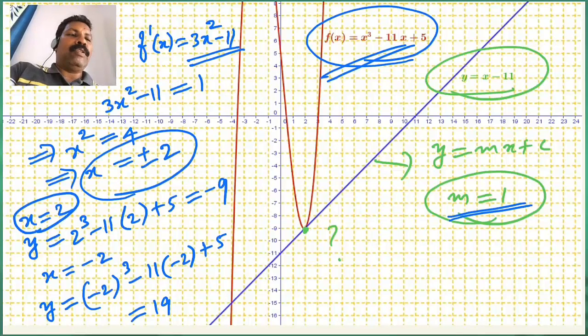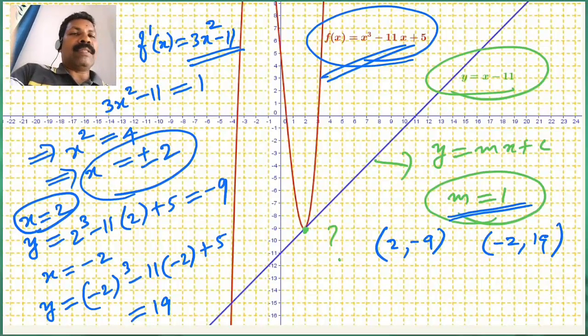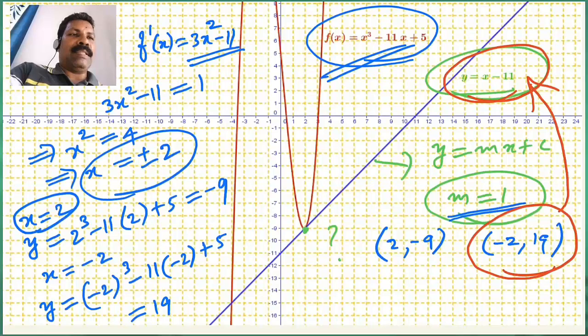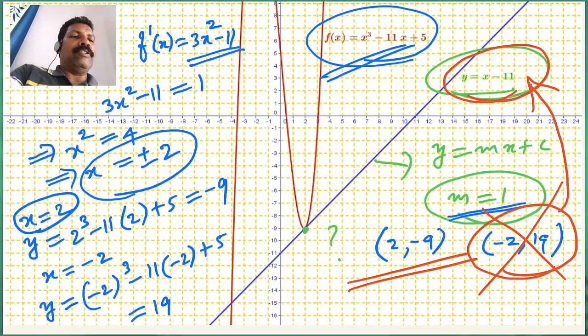So we got both the points, that is the first point is (2, -9) and the second point is (-2, 19). But you can see that this point should be on the curve as well as on the given tangent. Here you can see that the second point is not satisfying the given equation y is equal to x minus 11, showing that this answer should be rejected. So the correct point is (2, -9).